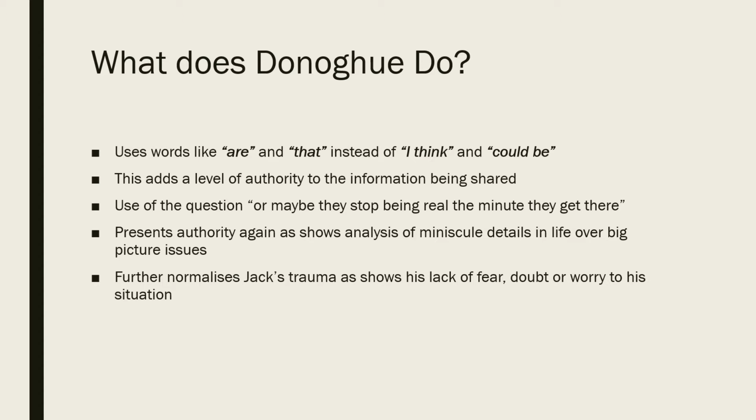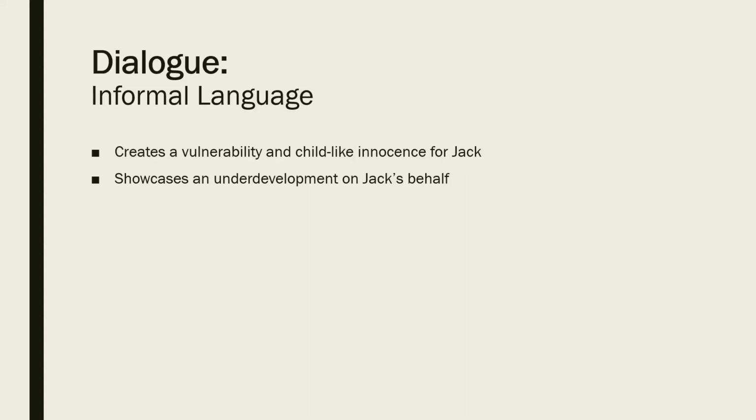The use of the question, or maybe they stop being real the minute they get there, also highlights Jack's confidence in his surroundings. Even though Donoghue has him ask a question about his lifestyle, it still presents a level of authority around this information, as it is analysing parts of his life which are minuscule and unimportant. Instead of having him ask why they send letters through the toilet or why they cannot leave Room, Donoghue instead has him ask of something which is unimportant, which again shows his contempt and confidence around their lifestyle, therefore normalising their trauma to readers. The use of Jack's informal language in Room also highlights this idea of normalized trauma.